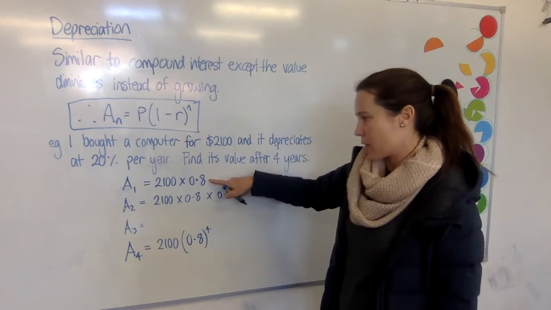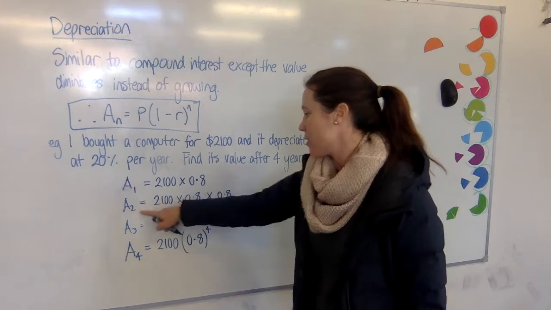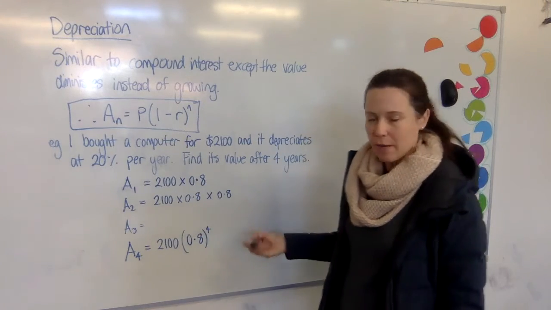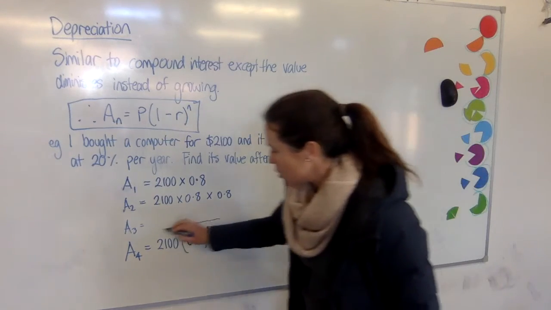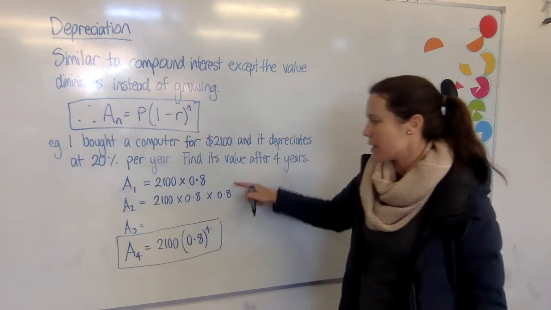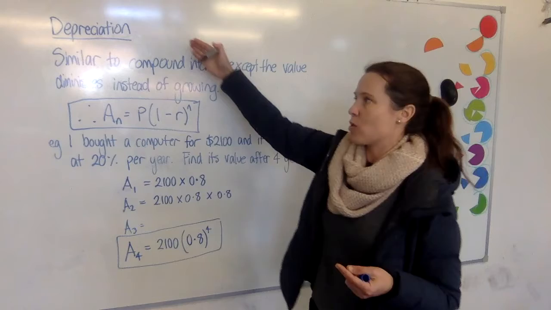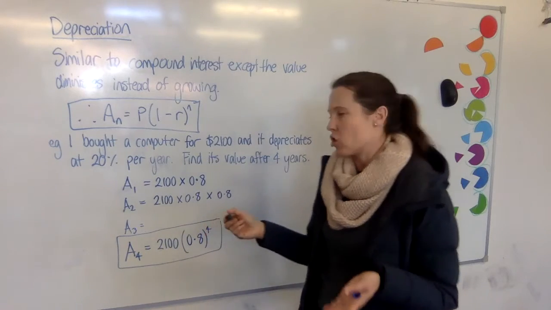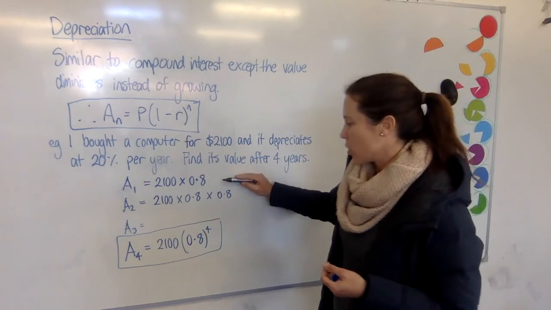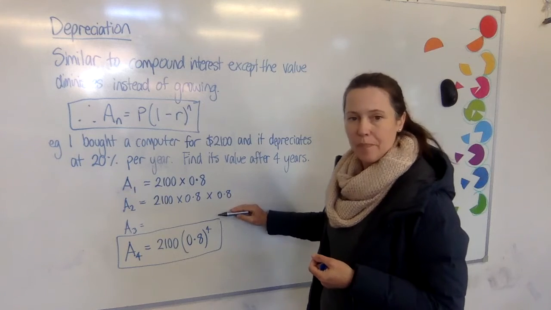And you can see here I was getting that pattern: to the power of 1, to the power of 2, would have been to the power of 3, and to the power of 4. Now you can jump straight to this line. There's no need to set up a pattern. But I'm just setting the pattern up here so you can see that depreciation is just like compound interest, in that we could work it out one step at a time.